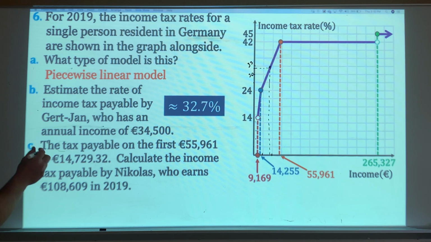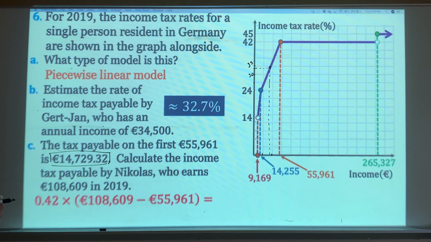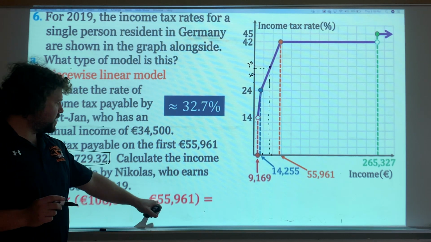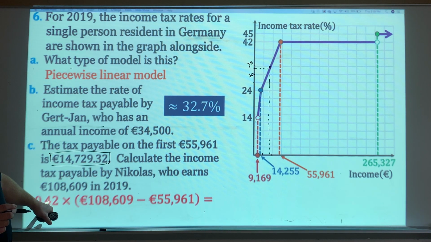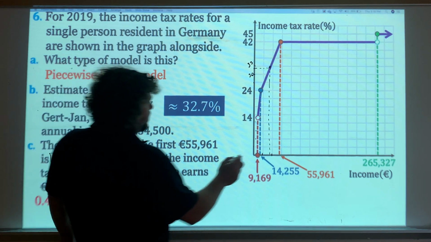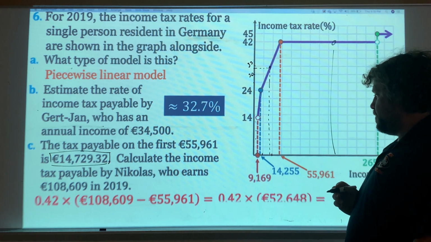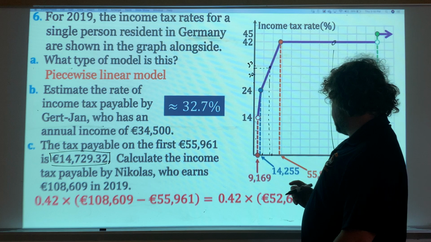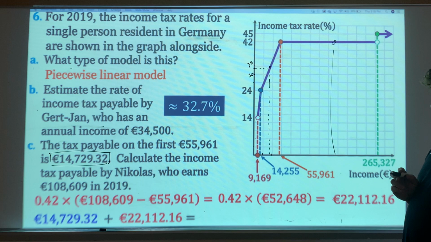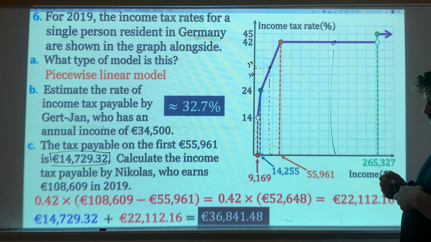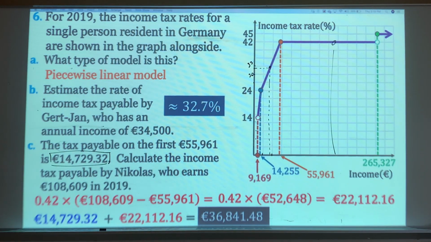So this is the tax payable on your first 55,000. If he earns 108,000, what you're doing is you're subtracting 55,000 from 108,000, and then multiplying that number by 42%. You're paying your 42%. So 42% of 52,640 is 22,112, and don't forget to add that 14,029 to it, and that means you're going to be paying 36,841.48 euros. All right?